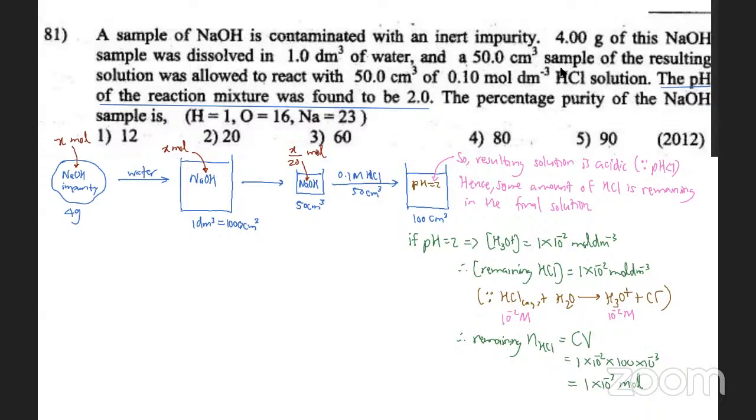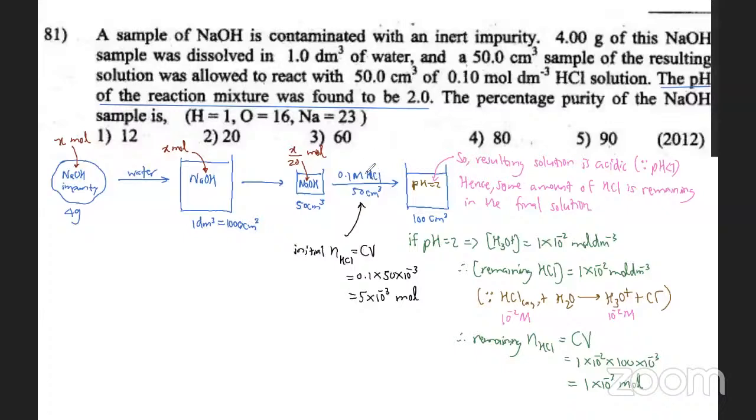Right? So using this information, we can find out the initial number of moles of HCl. Chemical calculation. Initial number of moles of HCl, that is concentration into volume. Concentration is 0.1, volume is 50 into 10 to the power minus 3 decimeter cube. Therefore, the final answer is 5 into 10 to the power minus 3 moles.